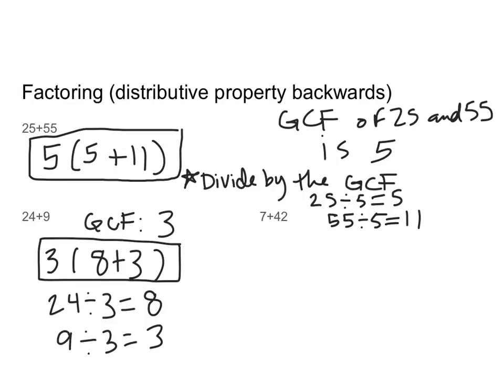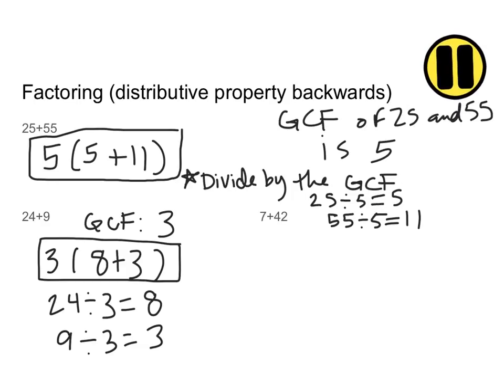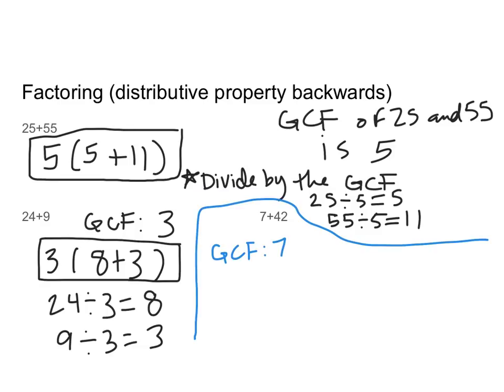Why don't you pause the video for a moment and try to do the last one, the 7 plus 42. See if you can factor that one. The first thing I did was see that the GCF was 7. Then I did 7 divided by 7, which gave me 1, and 42 divided by 7, which gave me 6. So my factored form is 7, the GCF, times 1 plus 6.